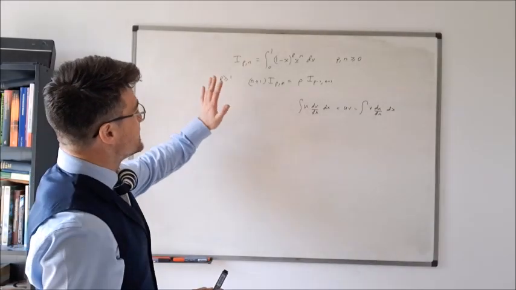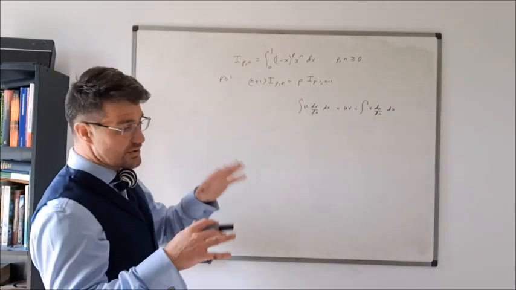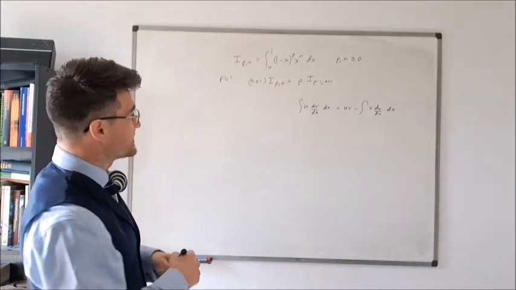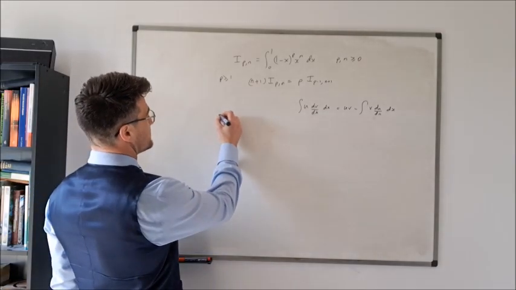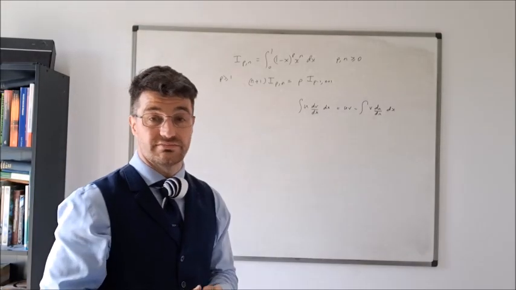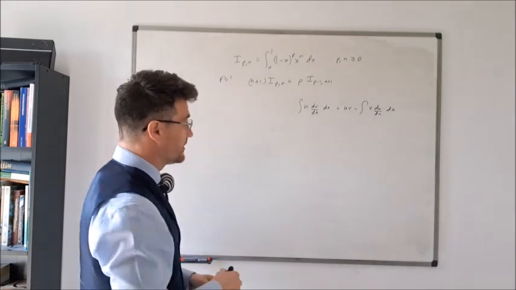Okay. So how am I going to assign u and how am I going to assign dv by dx? Well, I'm going to assign u, and if you're not sure, you've just got to try it out, right?